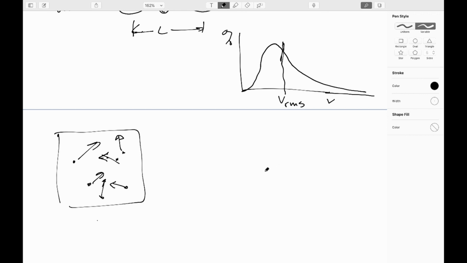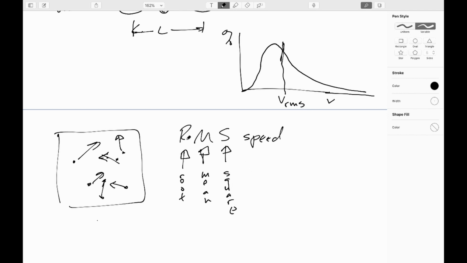So what we would like to do is come up with some sort of a number that we can hang our hat on to say what is a typical speed of these atoms. And the number that the physics community has settled on is what's called the RMS speed. The R stands for root. The M is mean. And the S is square.